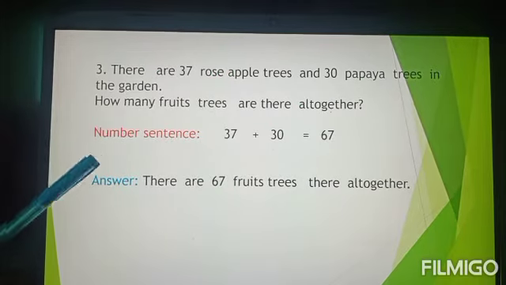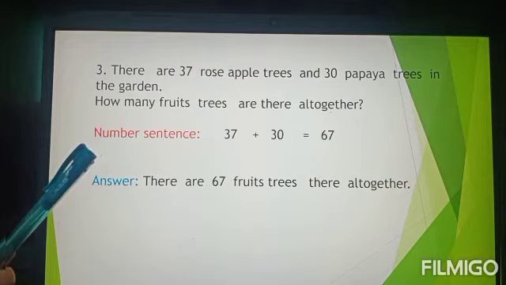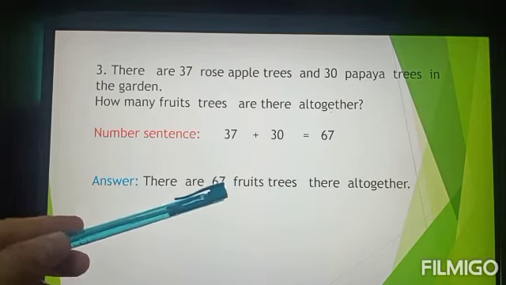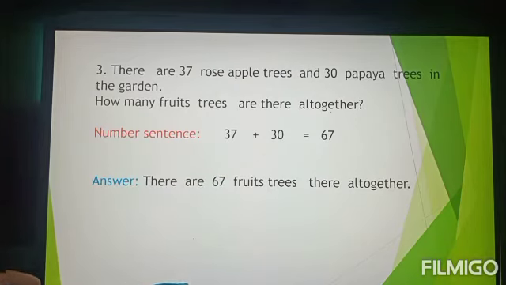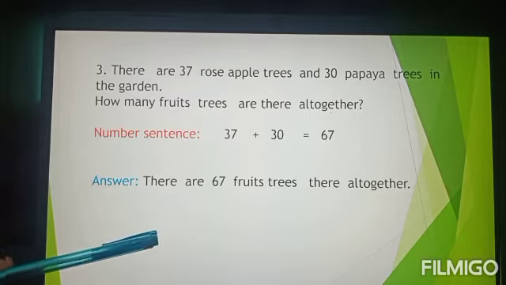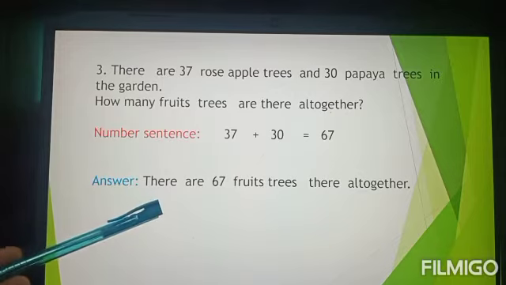Number 3. There are 37 rose apple trees and 30 papaya trees in the garden. How many fruit trees are there altogether? Number sentence, right here, 37 plus 30. So the answer is 67. So write the answer in words. There are 67 fruit trees all together.